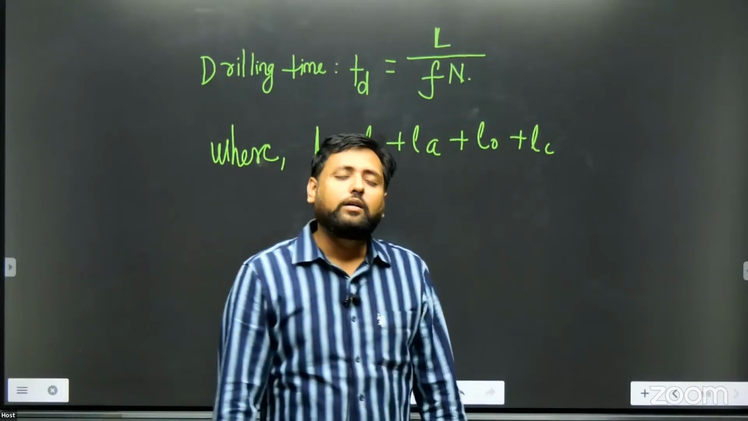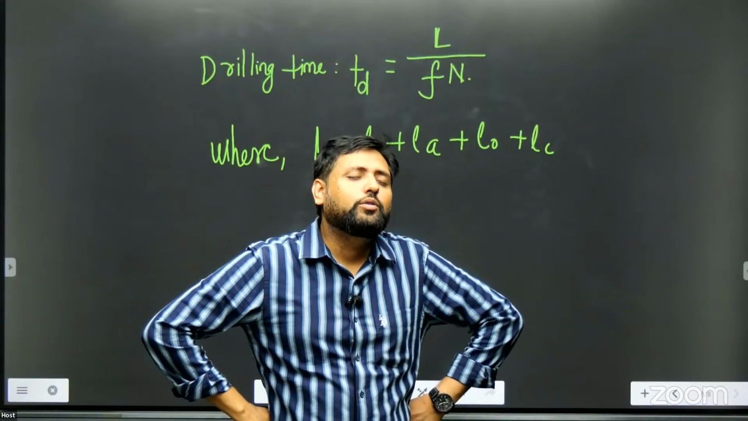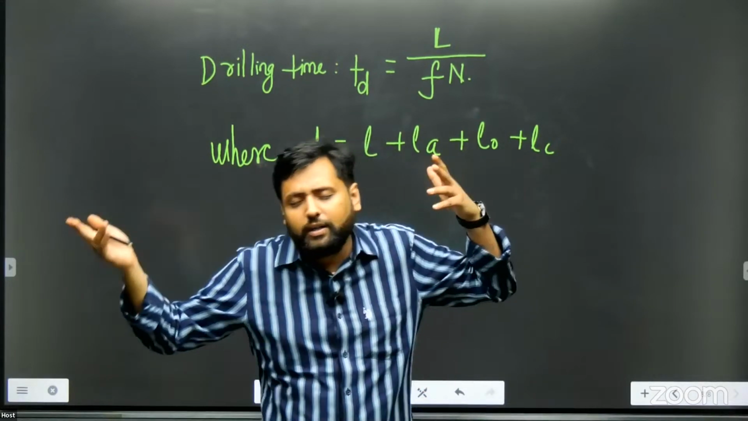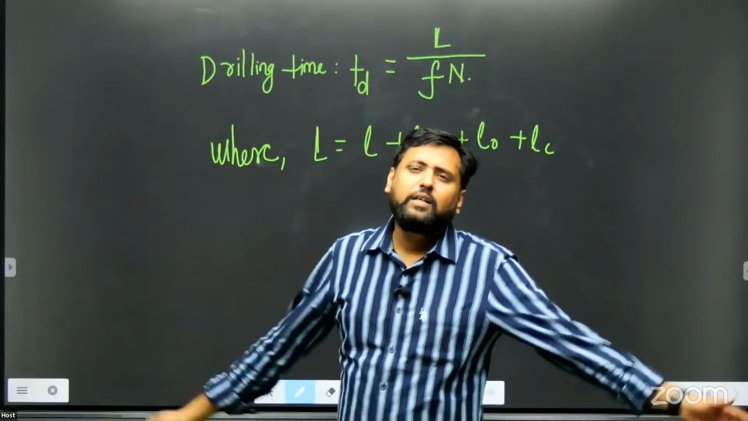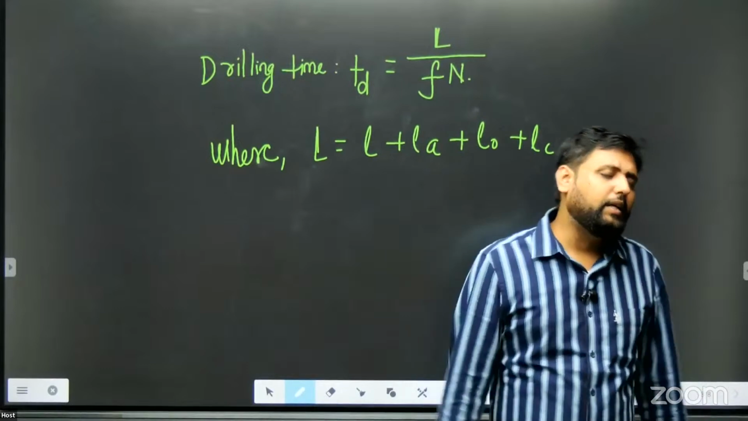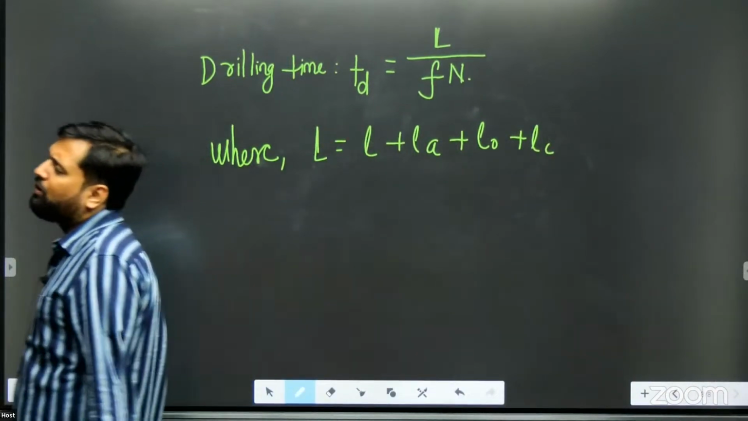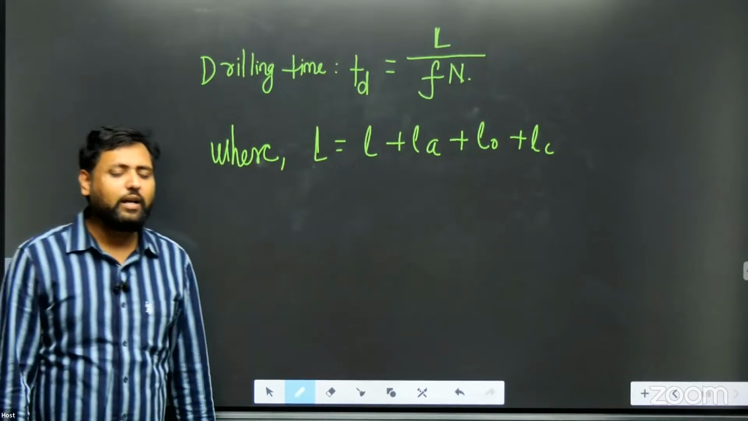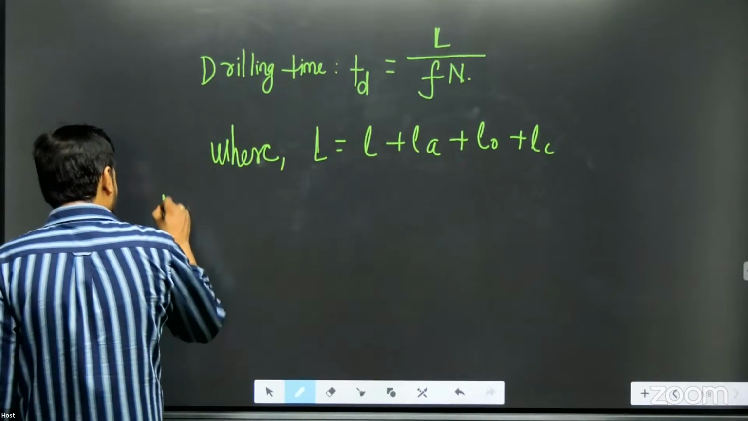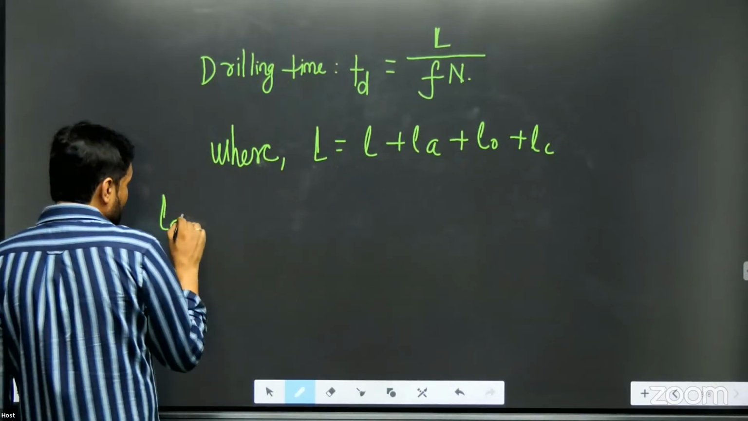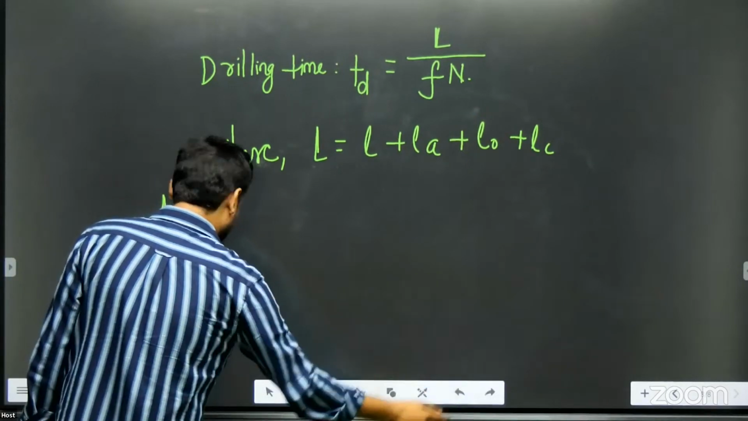Sir, but suppose in some question they have not given an approach, then don't take the approach, neglect it. Suppose in some case they have not given over travel, okay, neglect it, no problem in that. If approach and over travel both are not given, take only small L and LC. So what is LC? How to find LC? Will they give? If they give, fine. If they don't give, you can find LC.